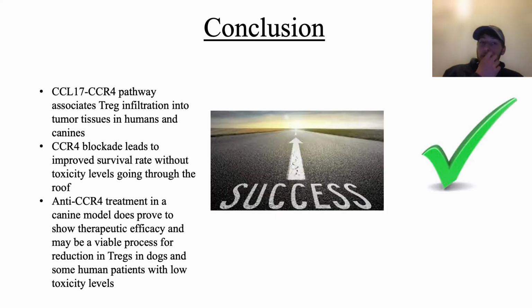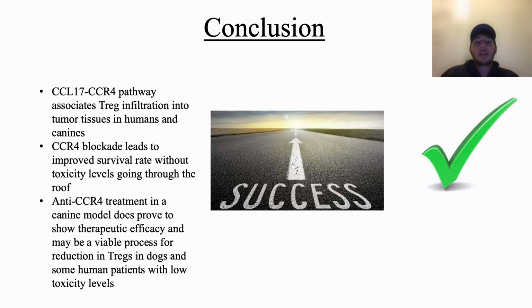So to conclude my presentation right here on my experimental study, the things I want you to take away from this experimental study is that the CCL17 and the CCR4 gene pathway is also associated and correlated and is another marker with regulatory T cell infiltration into tumor tissues in humans and canines.